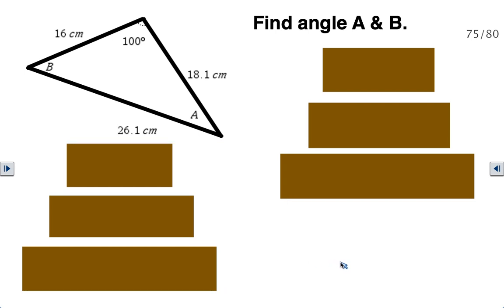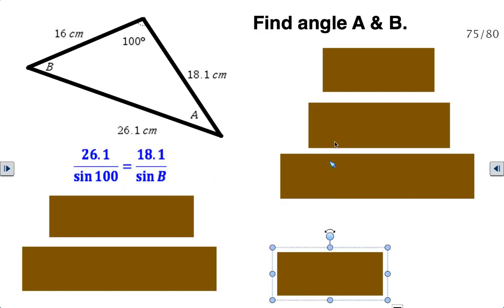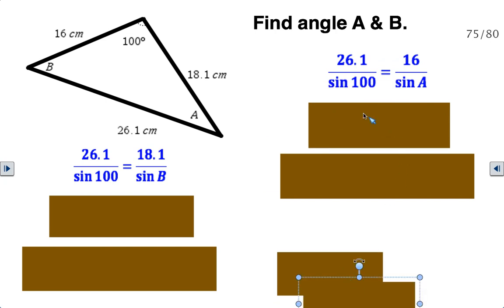With this one, I think this is the final question on the review. You have 3 different side values. We also have an angle value, and some tests it'll say find angle A, some tests will say find angle B. Just depends on which test you get. No matter what, you should be able to set up your ratios correctly.